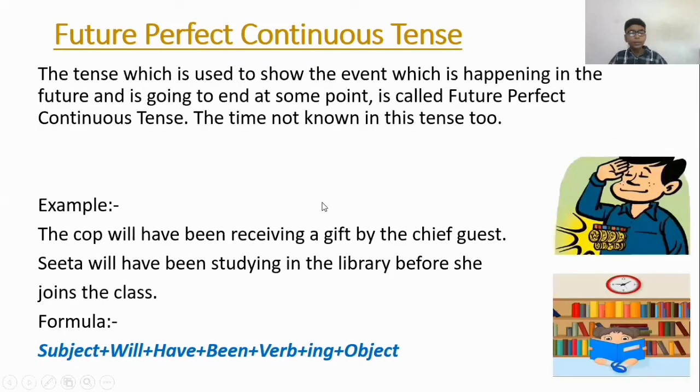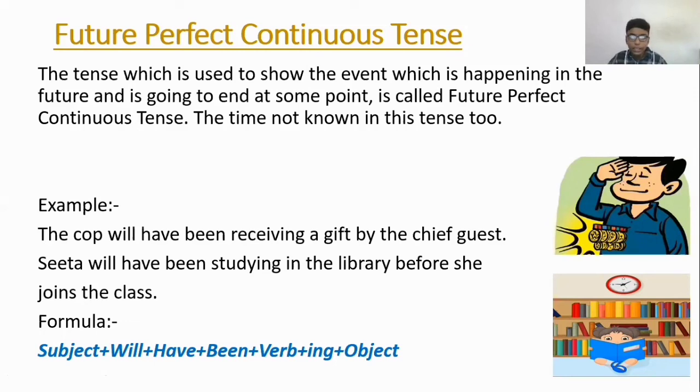Future perfect continuous tense. The tense which is used to show an event which is happening in the future and is going to end at some point in the future is called future perfect continuous tense. The time is not known in this tense too. For example, the cook will have been receiving a gift from the chief guest. Everything is happening in the future and will also be completed in the future.